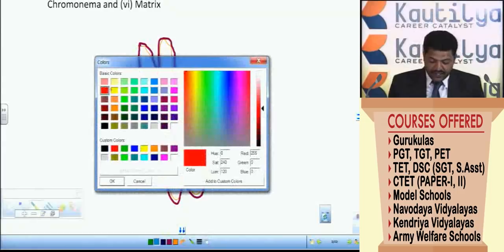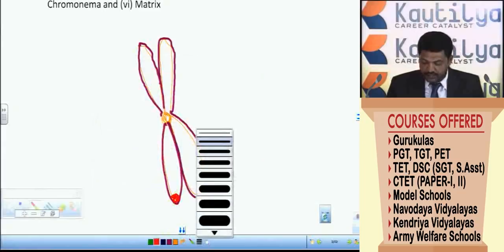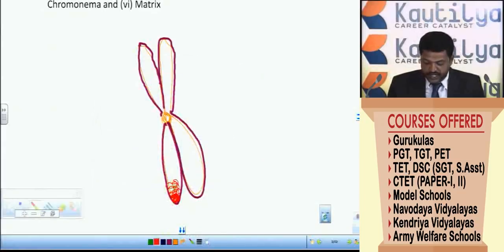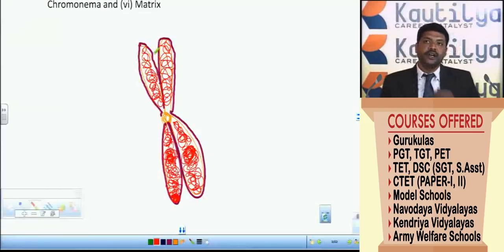Inside, we will have the chromatin material. The chromatin material is made up of DNA and histone proteins. DNA and histone proteins compactly form this chromatin. In some positions the chromatin is deeply stained, in other areas it is loosely stained. The loosely packed and slightly stained regions are known as euchromatin, whereas tightly packed regions are known as heterochromatin. Dear friends, you have to see that the entire chromosome is made up of compactly packed supercoiled chromatin material.